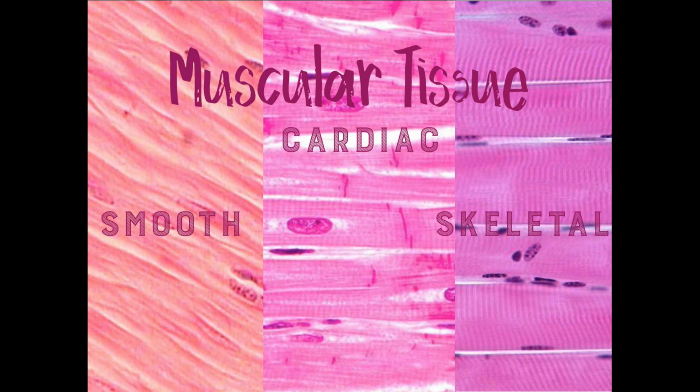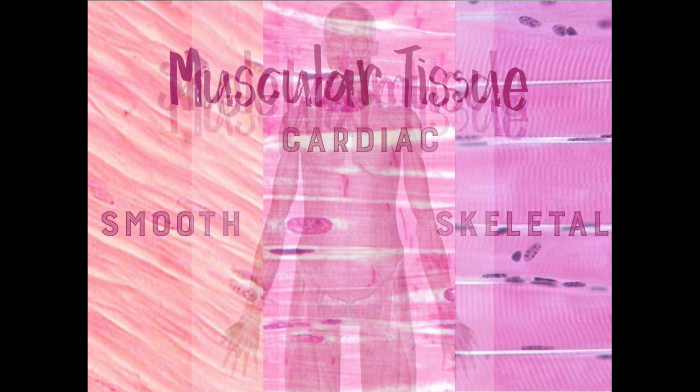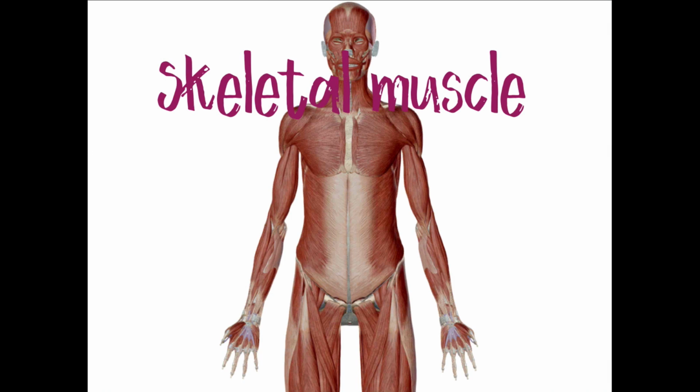In this video, we're going to be taking a look at the muscular tissue. There's three types of muscular tissue. We have smooth, cardiac, and skeletal. We're going to be looking at slides for the three types and differentiating them by their function, location, and appearance under a microscope. So let's first take a look at the skeletal muscle.